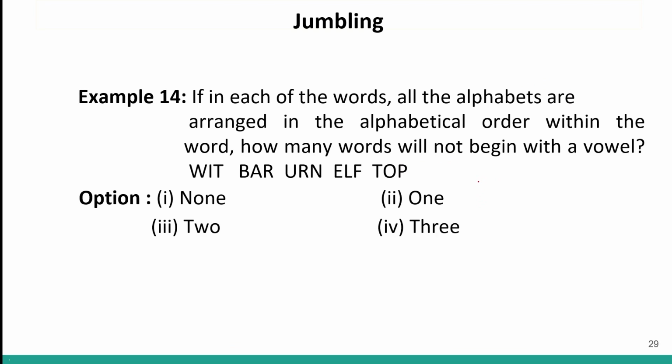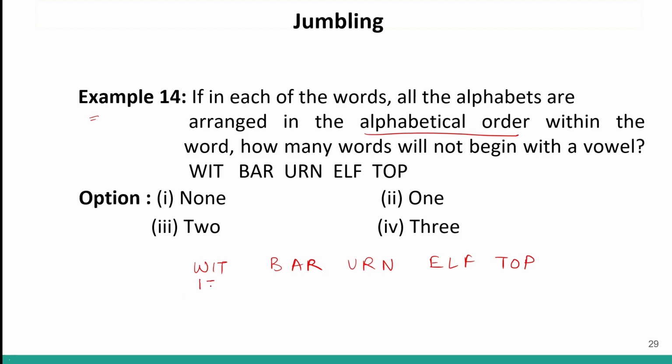Okay. Now, example number 14. If in each of the words all the alphabets are arranged in alphabetical order within the word, how many words will not begin with a vowel? So first we have to arrange them in alphabetical order within the word. So the words given to us are wit, bar, earn, elf and top. So first we have to arrange them in alphabetical order.